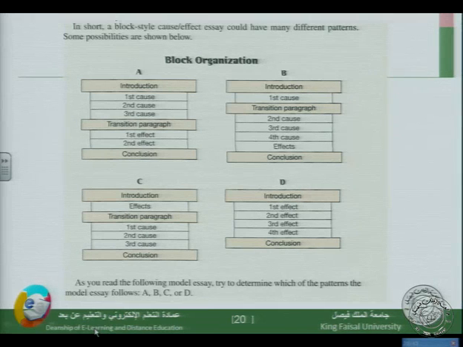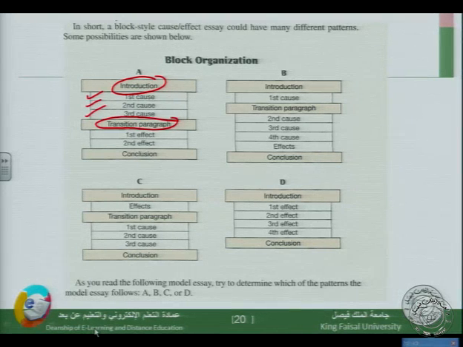We said the cause and effect essay has two different organizations. We have something called the block organization. In the block organization, you have an introduction, then the body paragraphs. In each body paragraph you mention one cause, second cause, third cause. Now these are the causes. If you want to also mention the effects of these causes, you need a transition paragraph.